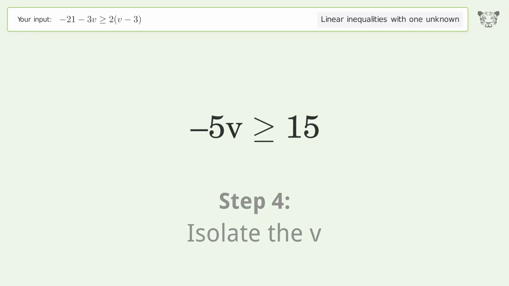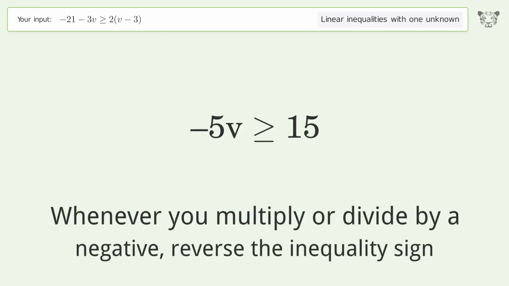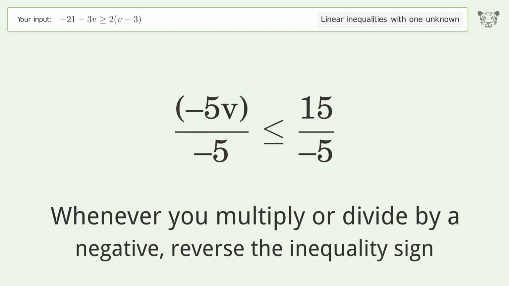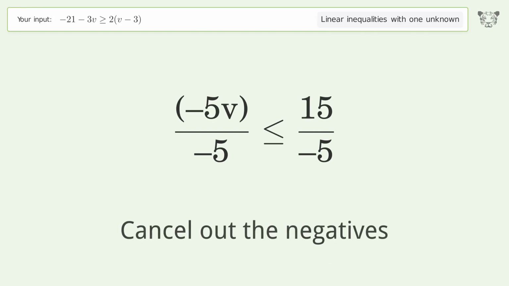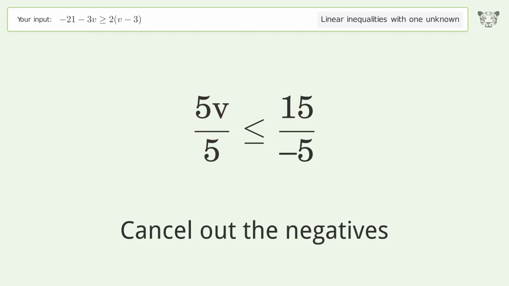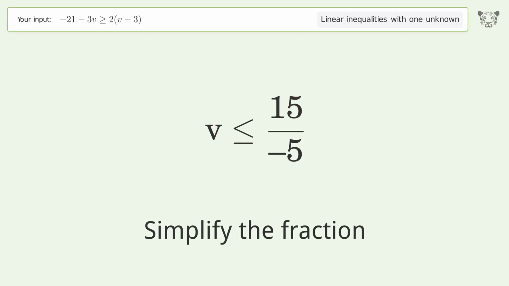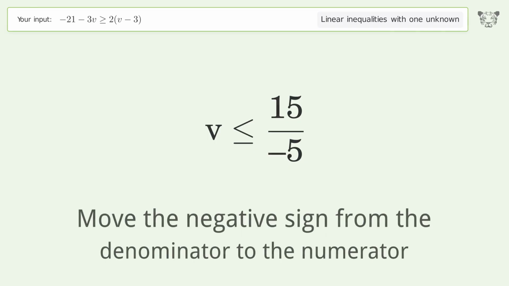Isolate the v. Divide both sides by -5. Whenever you multiply or divide by a negative, reverse the inequality sign. Cancel out the negatives. Simplify the fraction. Move the negative sign from the denominator to the numerator.